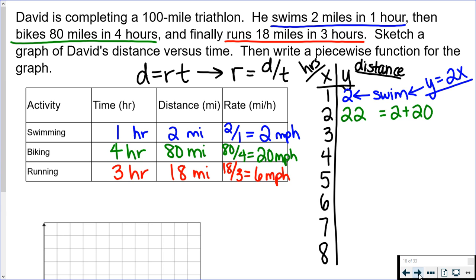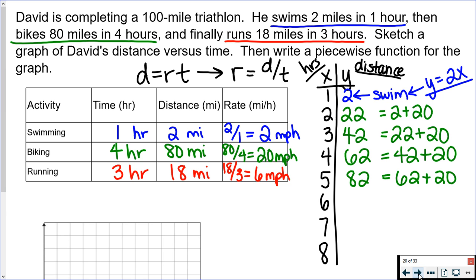Once you get through hour 3, he has biked again for another hour, adding another 20 miles to our distance. So we take the 22 miles from the previous hour and we add another 20 miles to that because you're biking at 20 miles per hour. So he bikes for a total of 4 hours, which means we're going to have to do this a total of 4 times. In the next hour, you're adding another 20 miles to the previous 42, giving us 62 miles. And then once he's gone 62 miles, he bikes for 1 more hour, adding another 20 miles, which means he's gone a total of 82 miles. So that's the biking. That will be the second piece of our piecewise function, which we will figure out later, the actual equation of it.